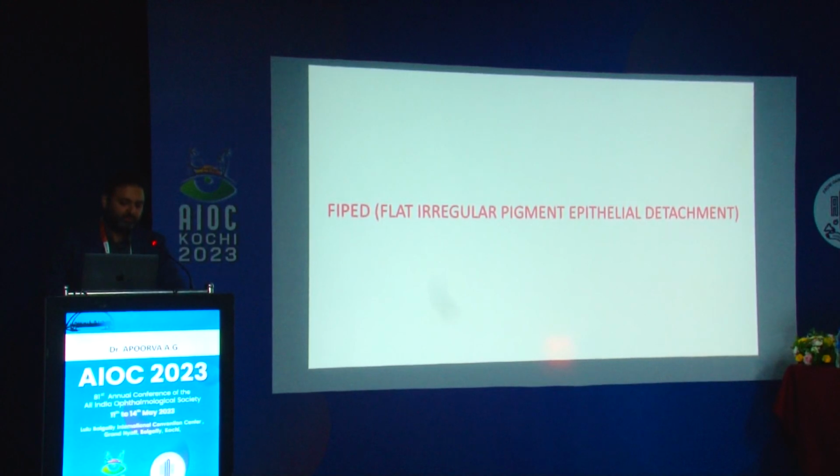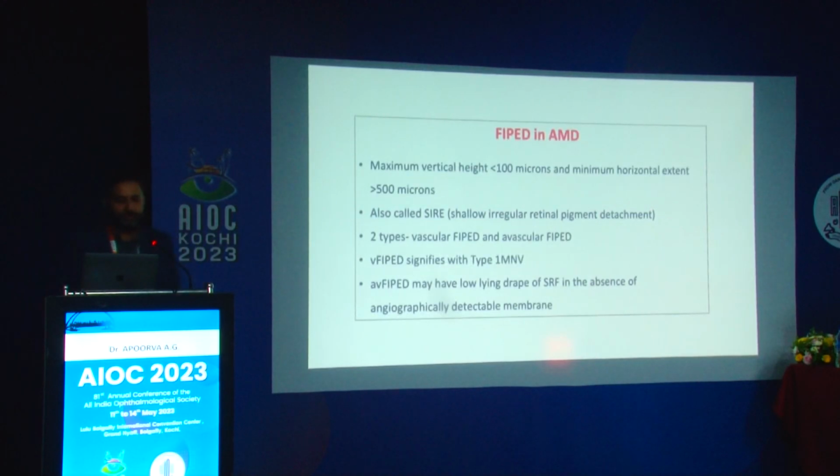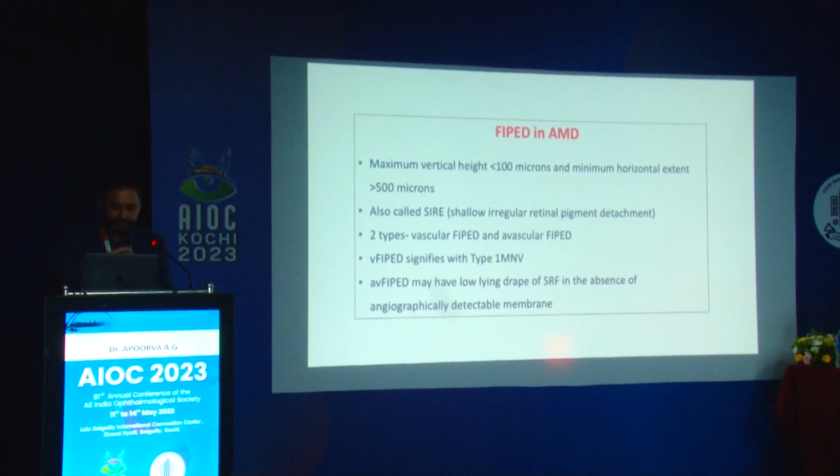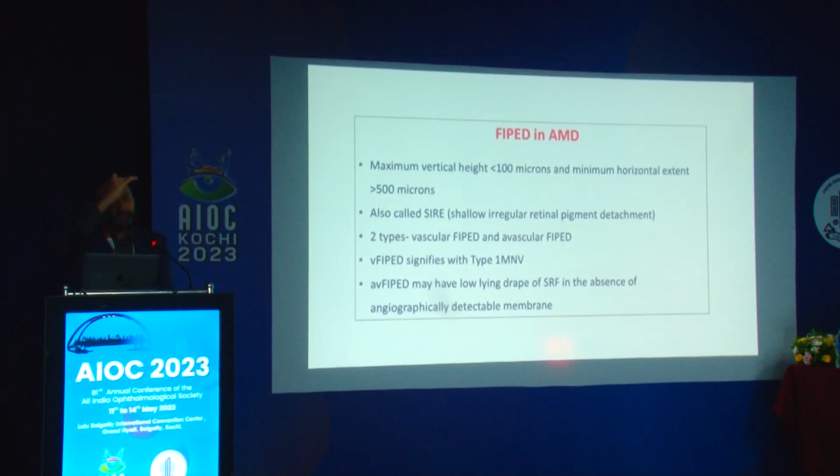Coming to FIPED, which is flat irregular pigment epithelial detachments. I don't know how much time I have. We'll see. So flat, I think it's self-explanatory what it means. Flat, it's irregular, it's a pigment epithelial detachment. So flat means it has to be low, with a height less than 100 microns at the max anywhere, and at least 500 microns in extent.